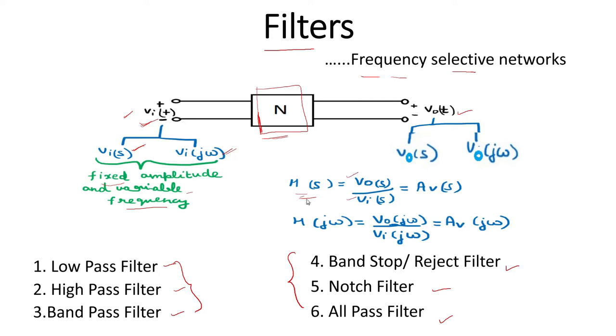As we have studied earlier, the transfer function is the ratio of output to input, and in this case it is voltage, therefore we can also call it voltage gain. In S domain it is written as this, and in frequency domain it is written as this. So basically we replace S by J omega.